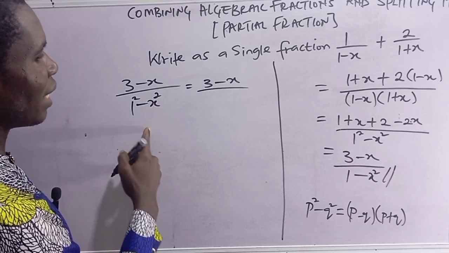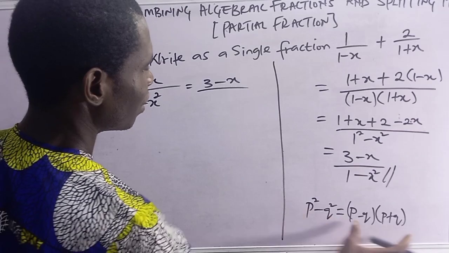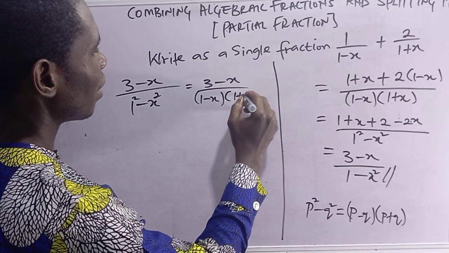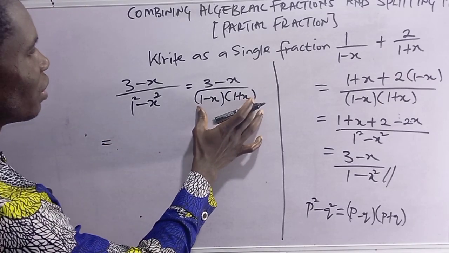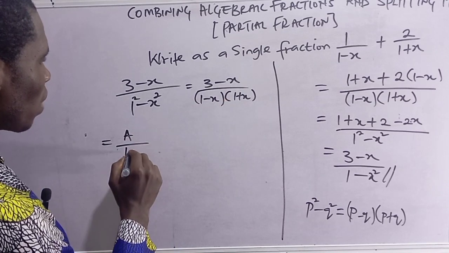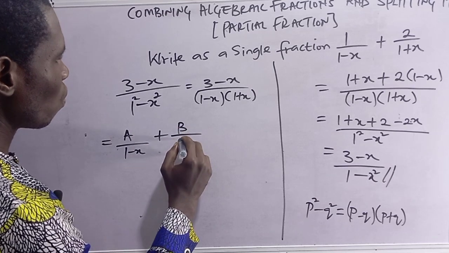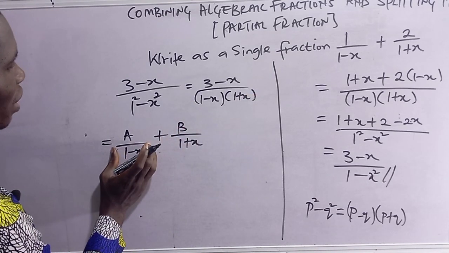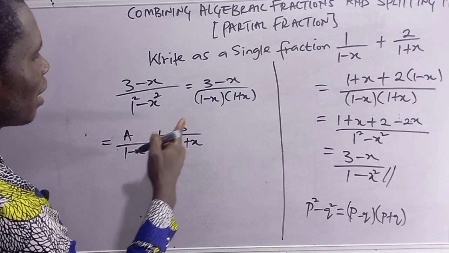So we can apply the difference of 2 squares in reverse. This is equal to this. So here we have 1 minus x and 1 plus x. So the next step, we'll now split this into a over 1 minus x plus b over 1 plus x. We'll split this fraction into this and this. Then find the values of a and b.